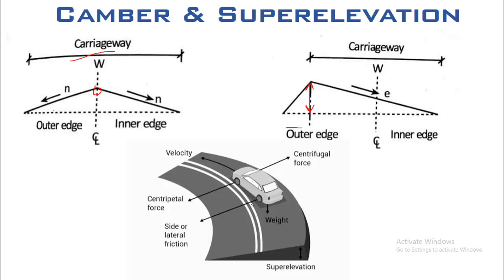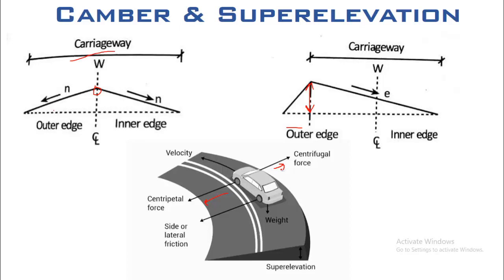As you can say, when the car is traveling on the curve, then there are different forces acting on it. One is centripetal force, which tends to grip, or you can say hold the car in its position, whereas centrifugal force tends to shift the car away from the center of the road. So to minimize these forces and to keep the car on the track, super elevation is provided.